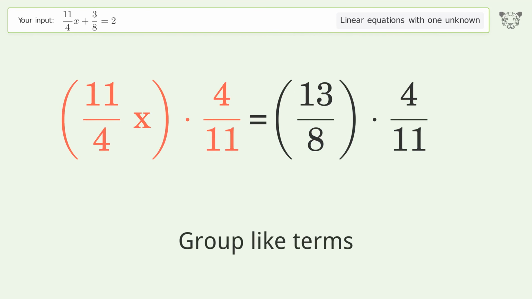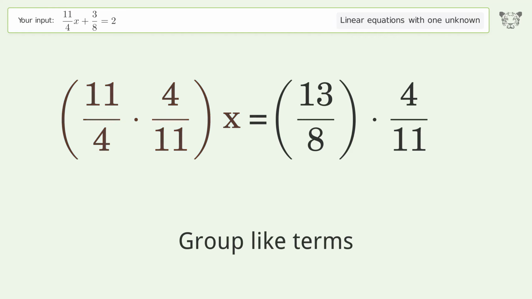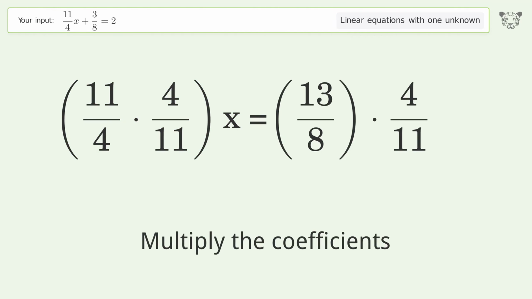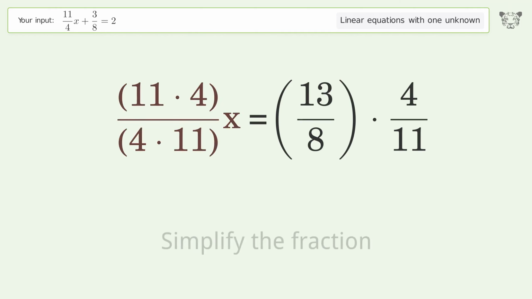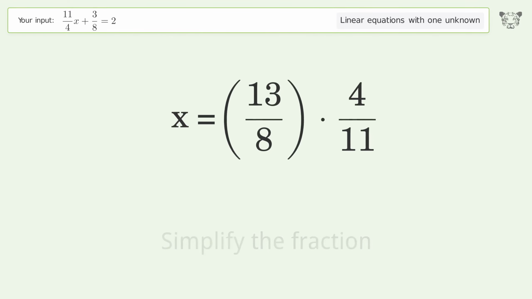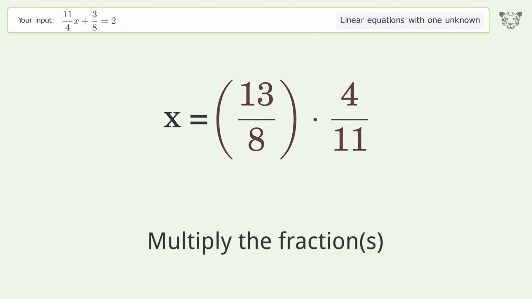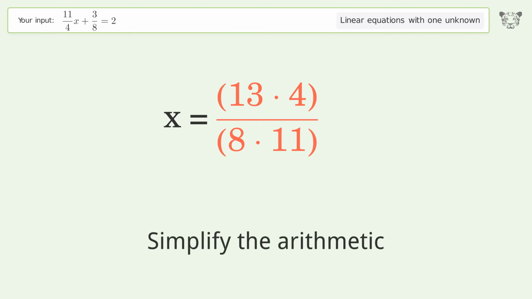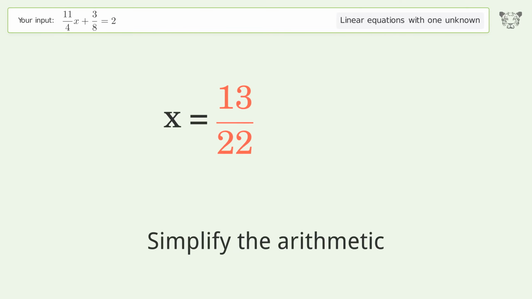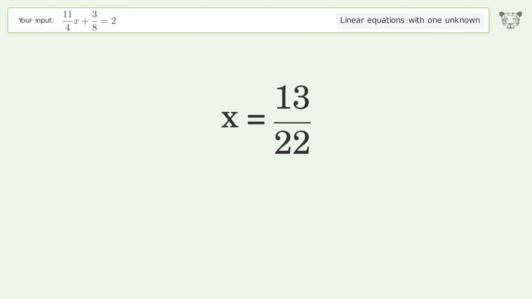Group like terms. Multiply the coefficients. Simplify the fraction. Multiply the fractions. Simplify the arithmetic. And so the final result is x equals 13/22.